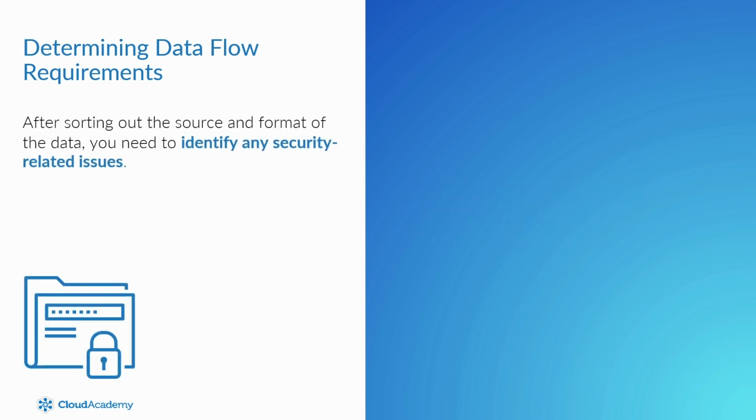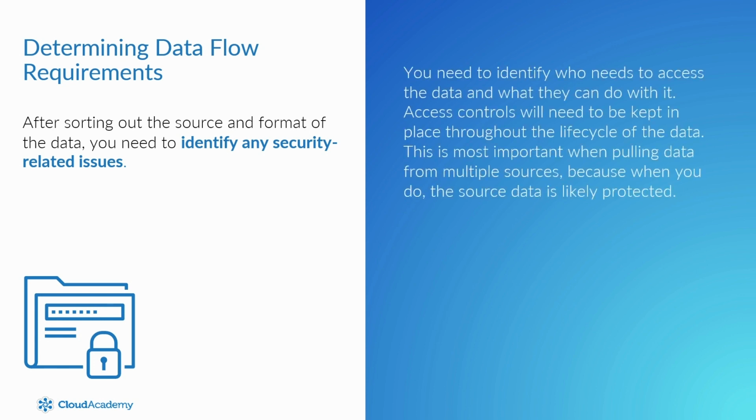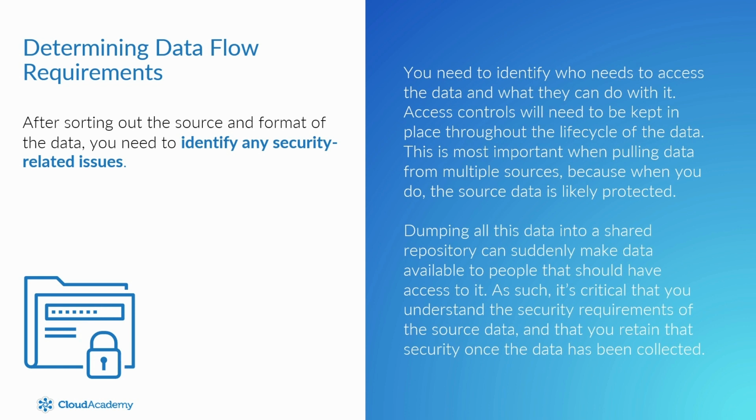After sorting out the source and format of the data, you need to identify any security-related issues. You need to identify who needs to access the data and what they can do with it. Access controls will need to be kept in place throughout the lifecycle of the data. This is most important when pulling data from multiple sources, because when you do, the source data is likely protected. Dumping all of this data into a shared repository suddenly makes the data available to people that might not need access to it. As such, it's critical that you understand the security requirements of the source data and that you retain that security once the data has been collected.